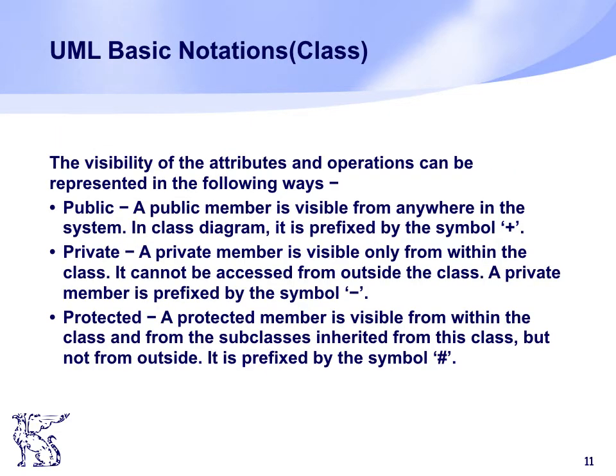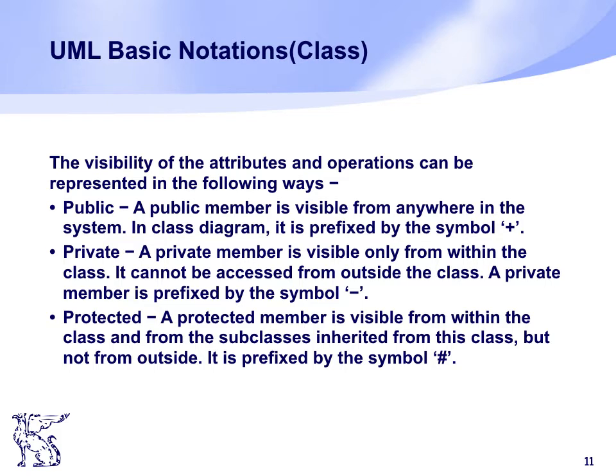Now there is another thing, that is visibility. You know how we define the visibility of a class. It could be public, private or protected. The functions that you have defined in your class could be public. A public member is visible from anywhere in the system, and for representing public you will add a plus symbol, and for representing private you will add a minus symbol. A private member is visible only from within the class; it cannot be accessed from outside the class.